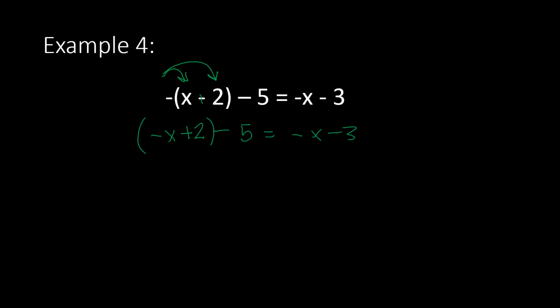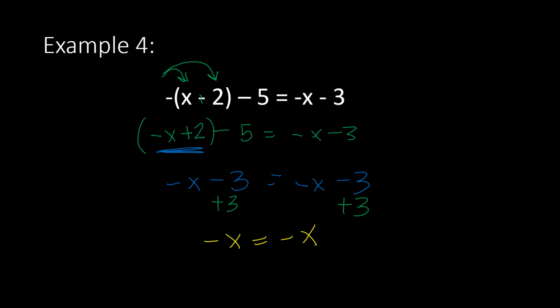So we can put this in parentheses if that's easier for you to visualize. Then, because these can't add together, you can subtract the 5 from the 2, and you get negative x minus 3 equals negative x minus 3. Then you can add 3 on both sides, and you're left with negative x equals negative x. Then you can add x on both sides, and you're left with 0 equals 0.